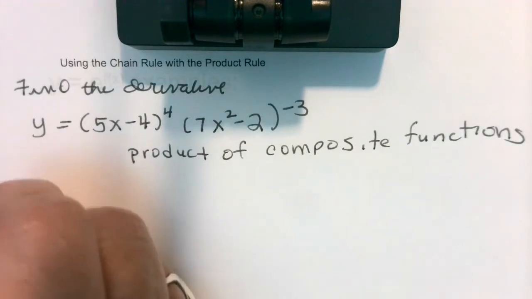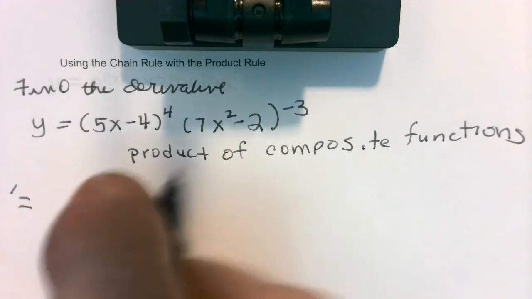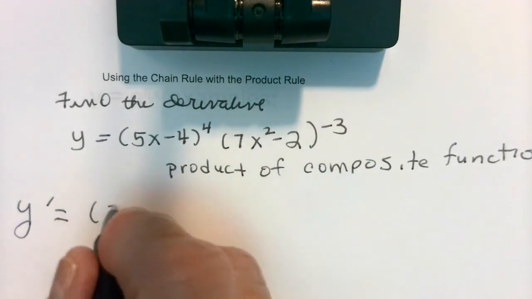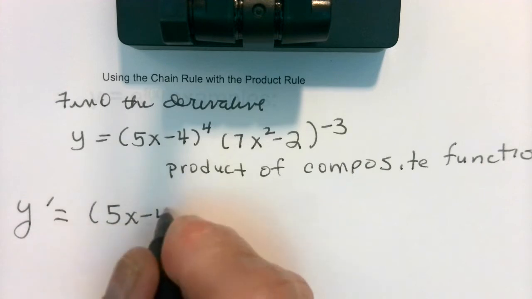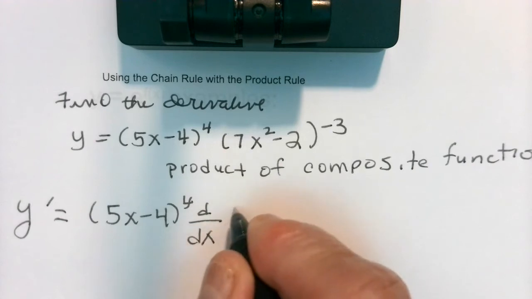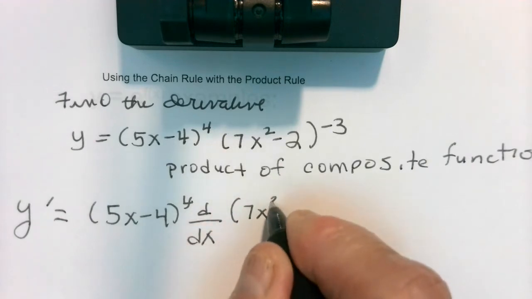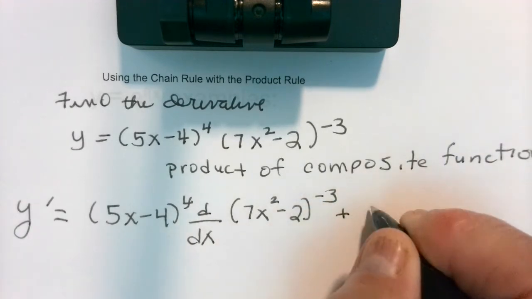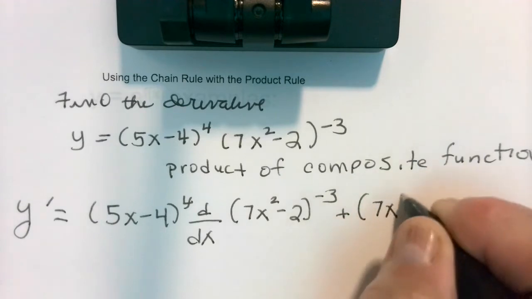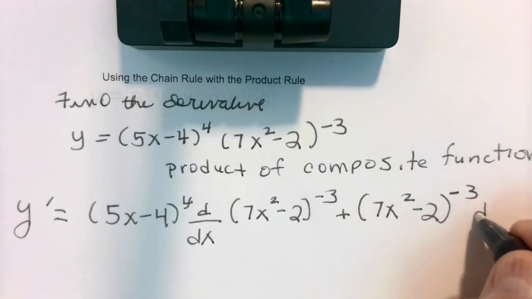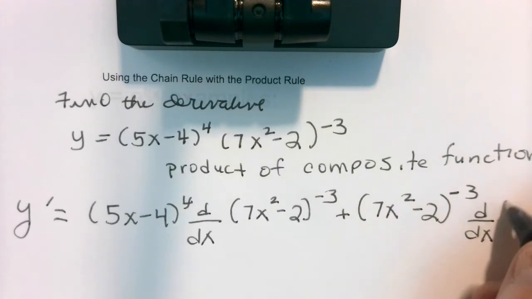So y prime, we're going to go first thing, using the product rule, times the derivative of the second thing. So I'll just write this out. And then the second thing times the derivative of the first thing.